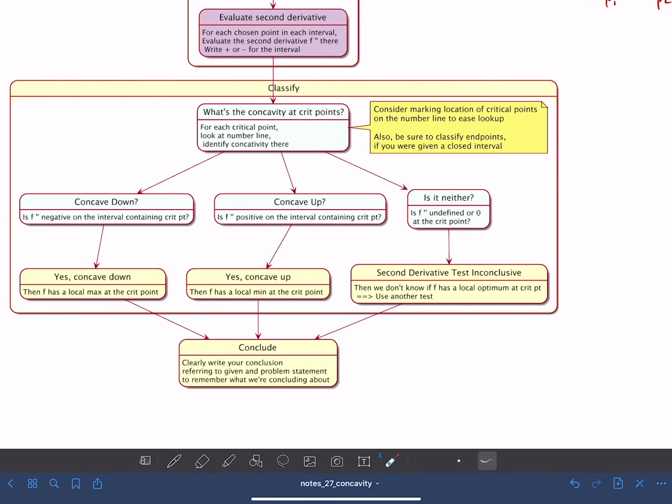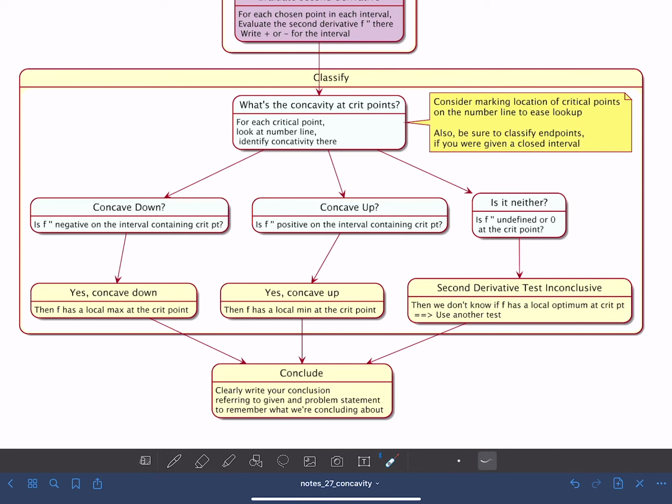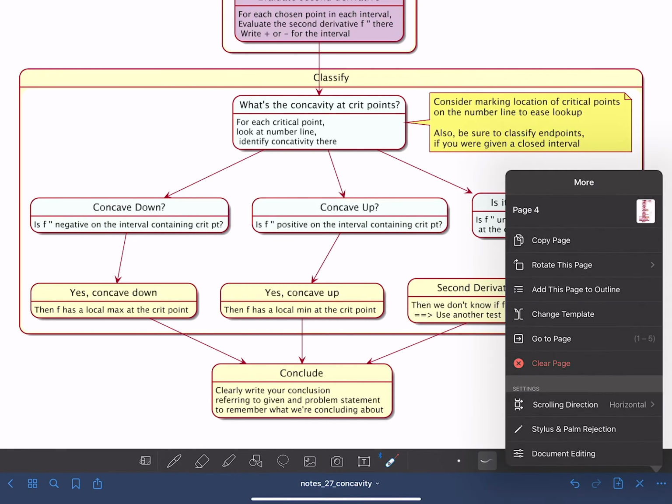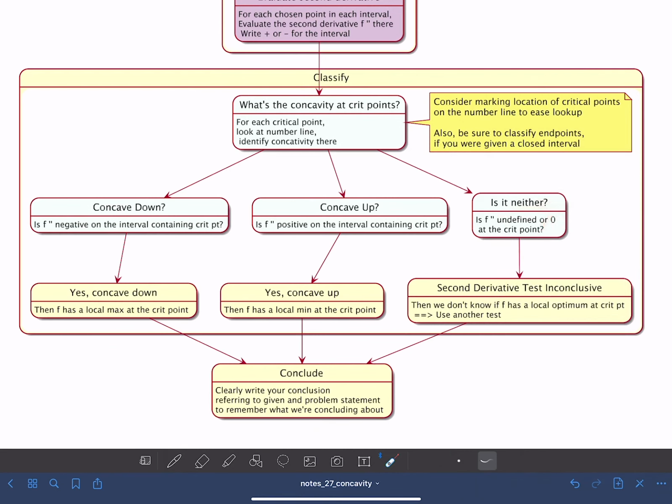So we're going to examine the concavity at each of the critical points using the intervals. And then we're going to figure out, is it concave down? Is it concave up? Or is it neither? Which of those three things is it? It's going to be 1, 2, 3. And it's really like, we don't know what it is. If it's concave down, that means we've got a max. Concave up, we've got a min. Second derivative test inconclusive. That's where f double prime is undefined or 0.